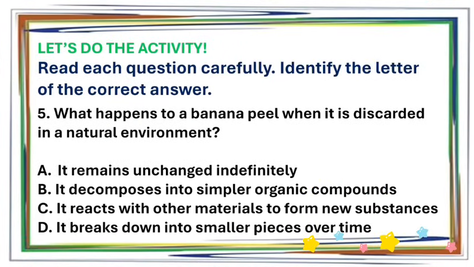Number 5. What happens to a banana peel when it is discarded in a natural environment? Is it A. It remains unchanged indefinitely, or B. It decomposes into simpler organic compounds, letter C. It reacts with other materials to form new substances, or letter D. It breaks down into smaller pieces over time. What is your answer? Good job! The correct answer is letter B. It decomposes into simpler organic compounds.